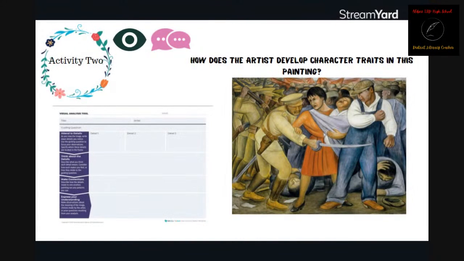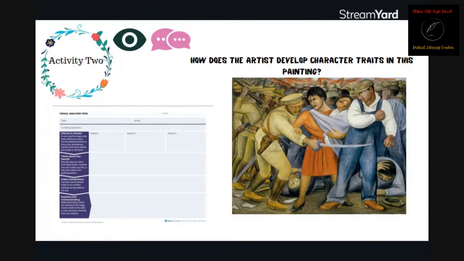Moving on to activity 2, students independently examine Diego Rivera's mural, The Uprising, and use the visual analysis tool to respond to the question on the screen. How does the artist develop character traits in this painting? Afterwards, they discuss their analysis with their partner and revise their tool based on new insights gleaned from the discussion.